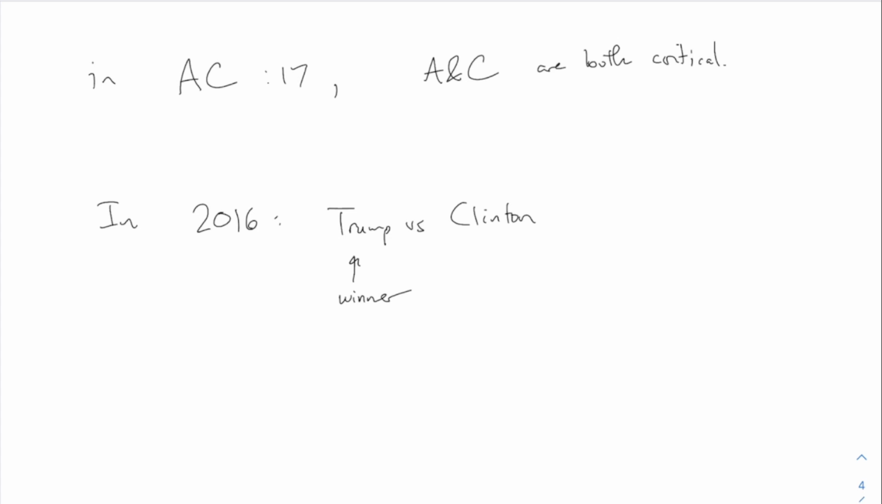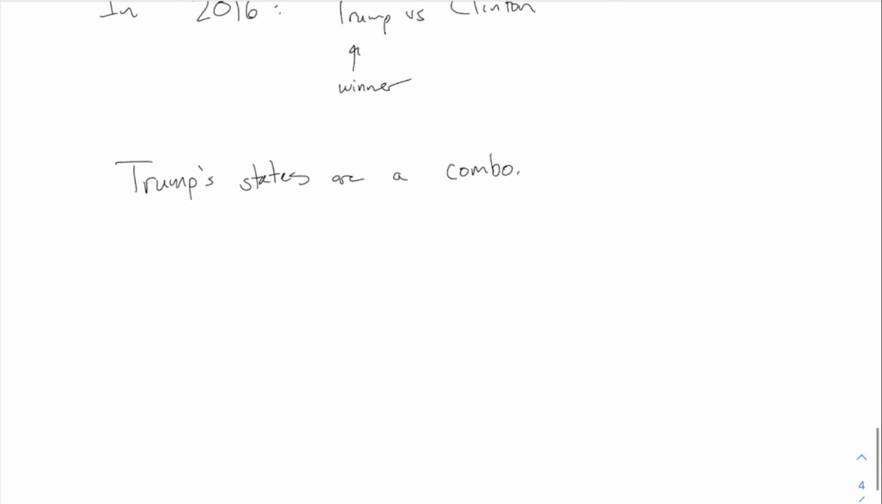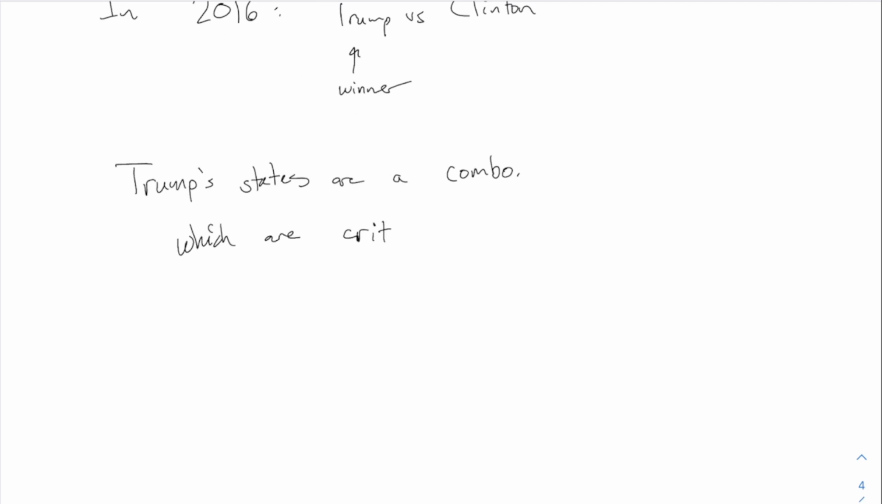At the very bottom, it says the Trump total was 306. How much you need to win is 270. That's how the Electoral College works, and so Trump was the winner. I would like to know, among all the states that Trump won, which are critical? You have to look carefully at the numbers. That means, if any, which of them did he actually need to win?